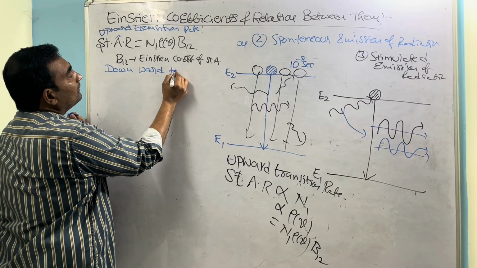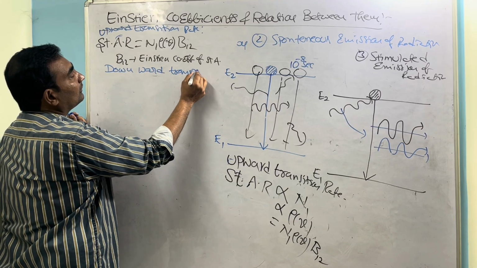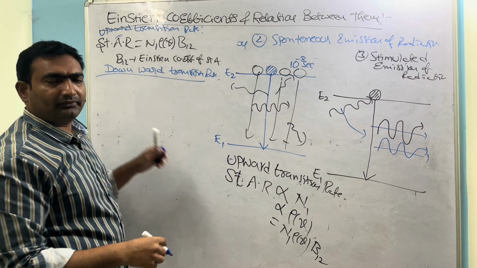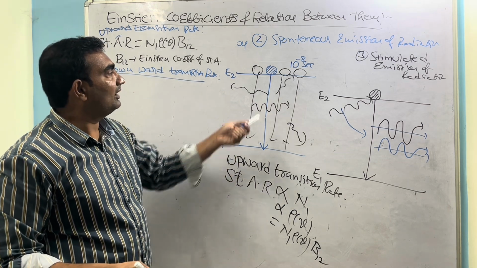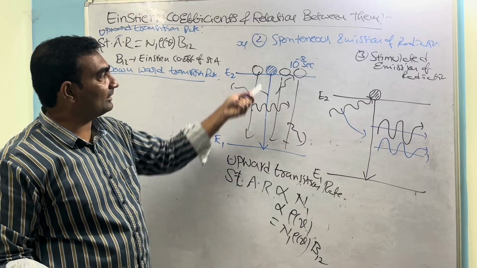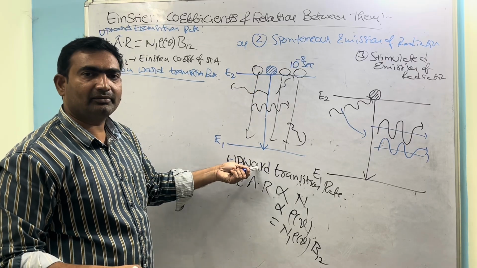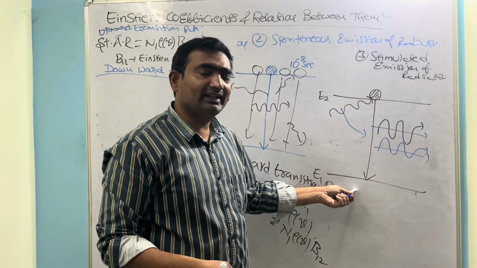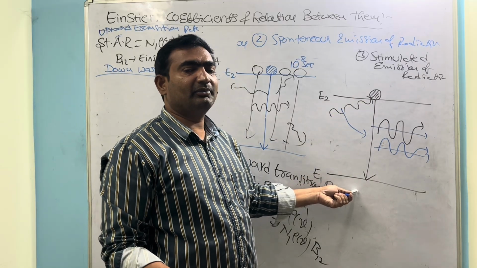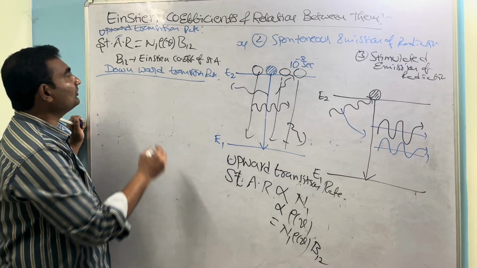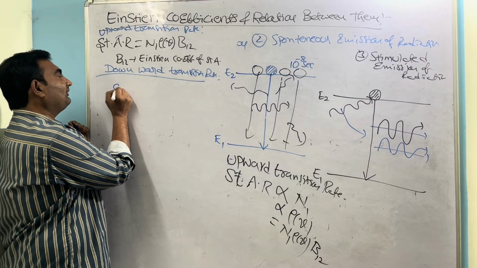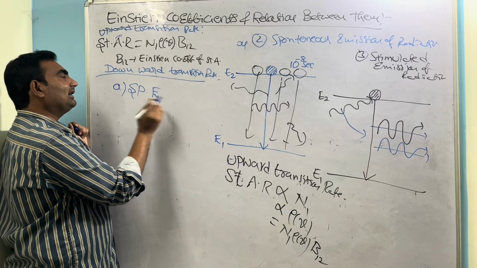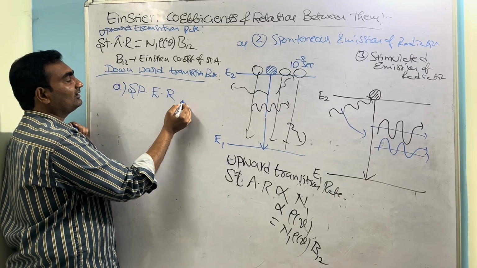Now we will try to calculate the downward transition rate. First of all, how many types of downward transitions are there? Two types. One is by spontaneous emission: atoms come down from higher energy to lower energy by spontaneous emission. Atoms also come from higher energy level to lower energy by stimulated emission. So downward transitions are of two types. The first type is spontaneous emission, and now we will find the spontaneous emission rate.